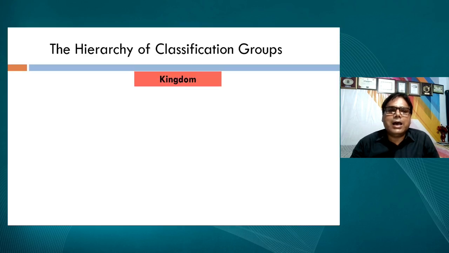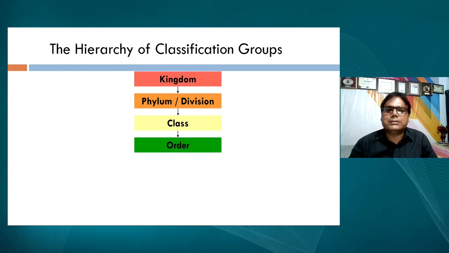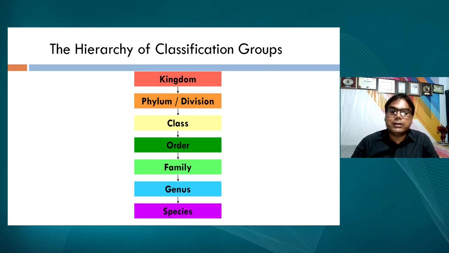As far as the hierarchy of classification is concerned, the hierarchy is like this. The smallest unit of classification is known as species. The species is the smallest and basic unit of classification. Similar species form the genus, similar genera form the family, families together form the order, orders together form the class, classes together form the phylum, and phyla together form the kingdom.